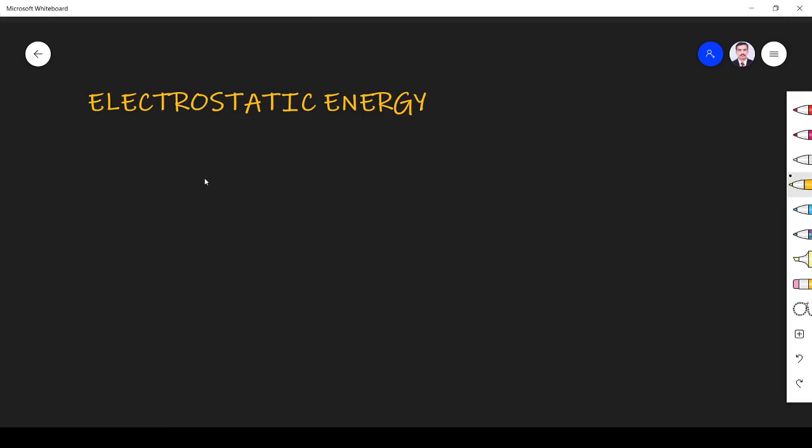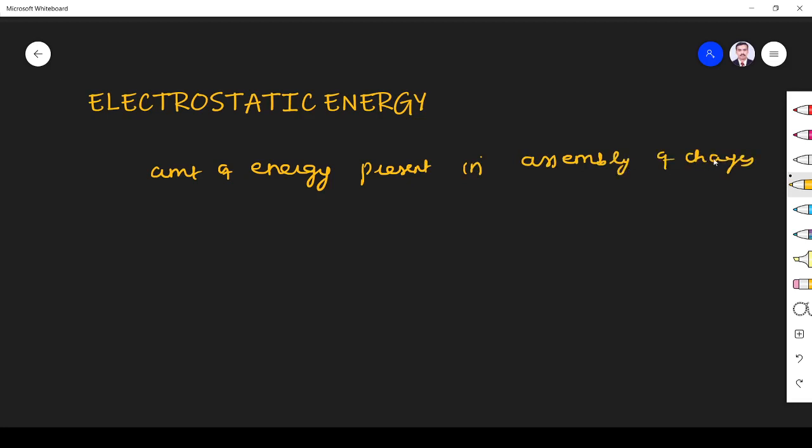In this class, we are going to study the amount of energy present in a system of charges, or an assembly of charges. In order to find the amount of energy present in our assembly of charges, we must know the work done to assemble them. We must first determine the work done to assemble them, right? So let us start with one example.